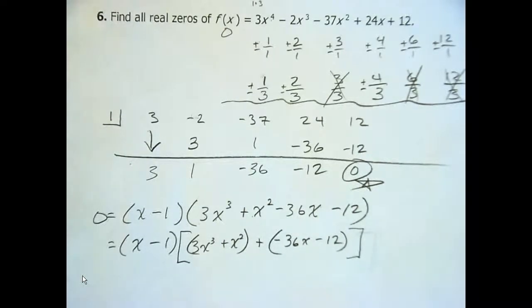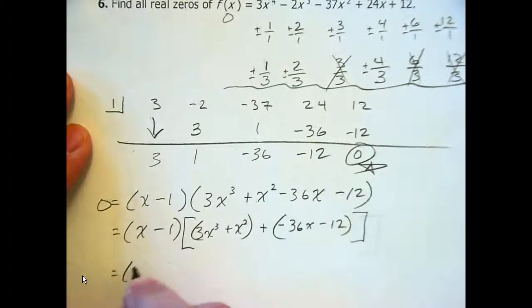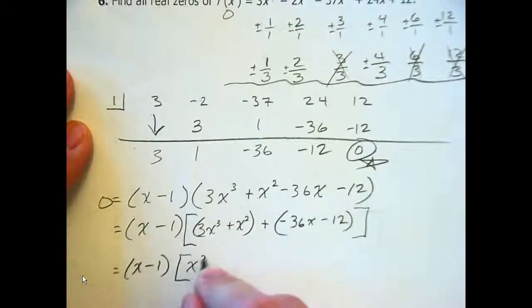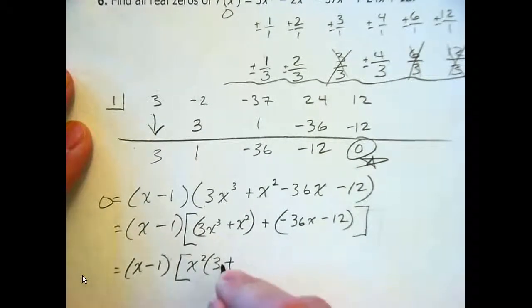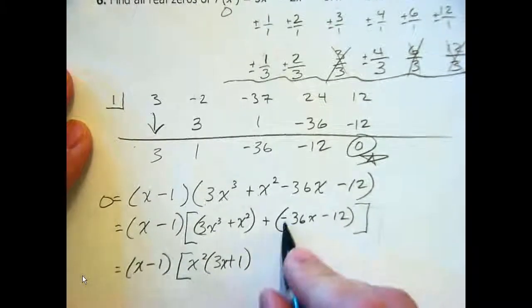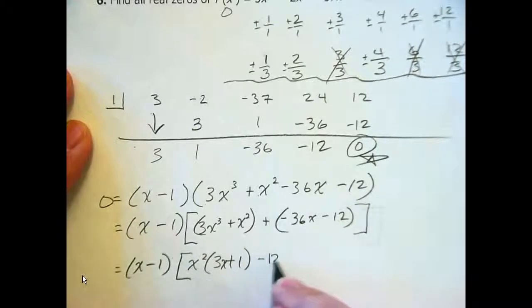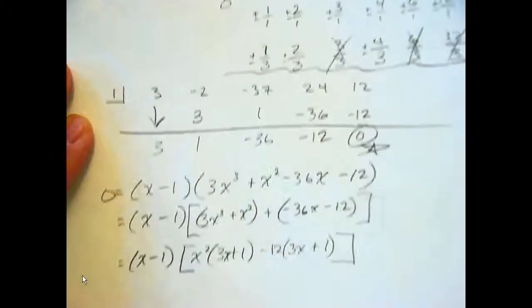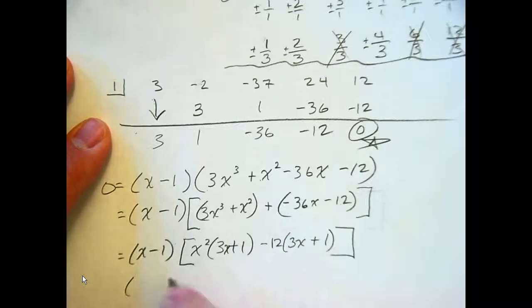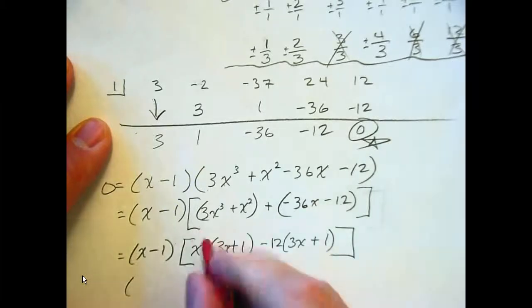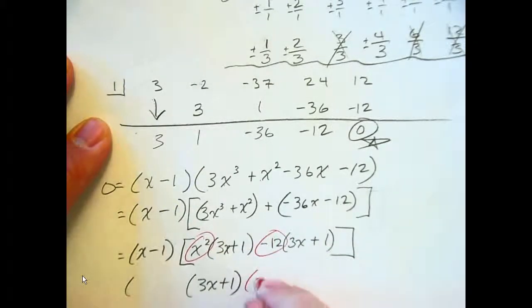Okay. Factor by grouping. It looks like it's going to work out. Okay, I need everyone's attention back up here. Pull out x squared. It's 3x plus 1. We pull out negative 12. We get 3x plus 1. That's good because now we have a common factor of 3x plus 1. So actually, let's write that first. 3x plus 1. That leaves us remaining x squared minus 12. And then all of that is still being multiplied by x minus 1.